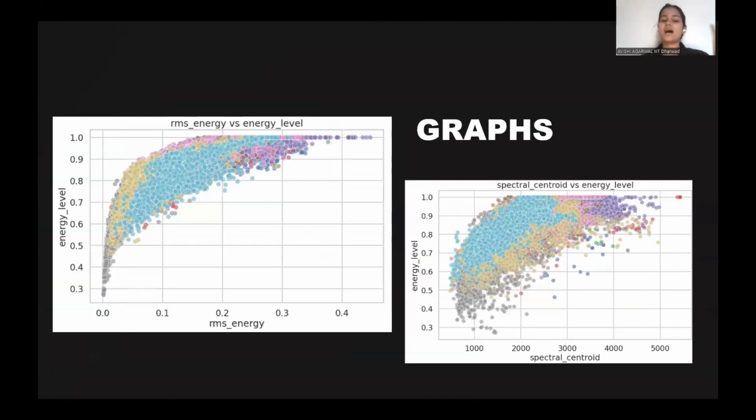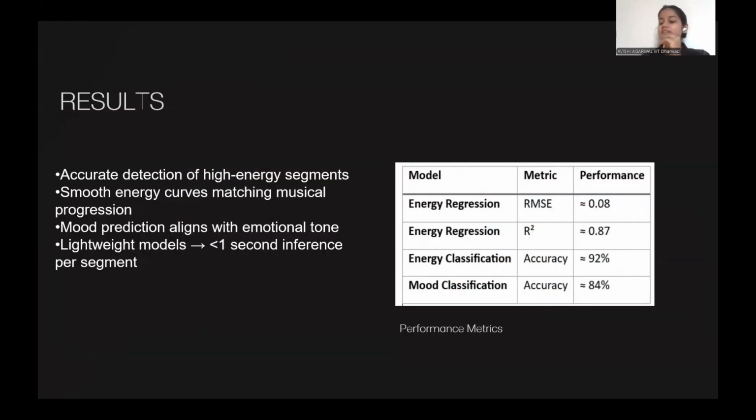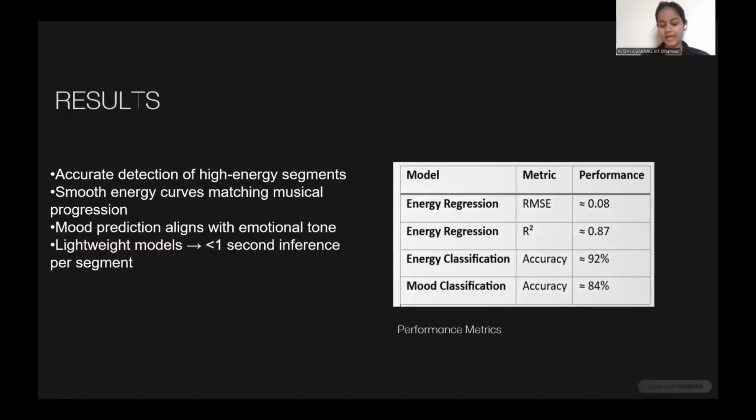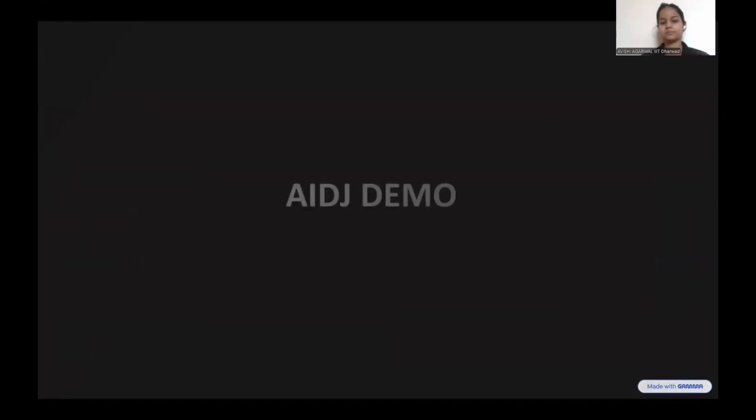And these are the graphs of RMS energy versus energy level, and spectral centroid versus energy level. And the results which we generated help us to know that our model is lightweight but accurate, and inference time is less than 1 second per segment, making it suitable for real-time users. So the AI DJ demo will be done by Savir.